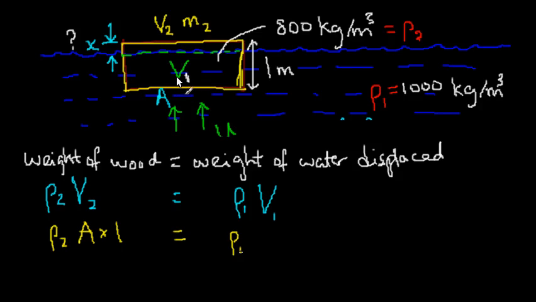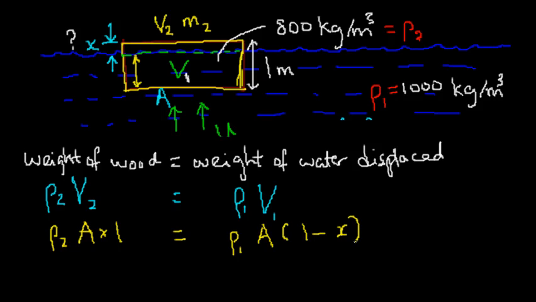Okay. So actually, we can find it if we take the base times the height. In this case, this is the height. But actually, we don't know what this is because we don't know x. But we can express it in terms of x because the full height of the wood is 1. Okay, we know that full height of the wood is 1. So 1 minus x would give the depth below the water. Okay, so I would take A times 1 minus x. So I finally have an equation for x.